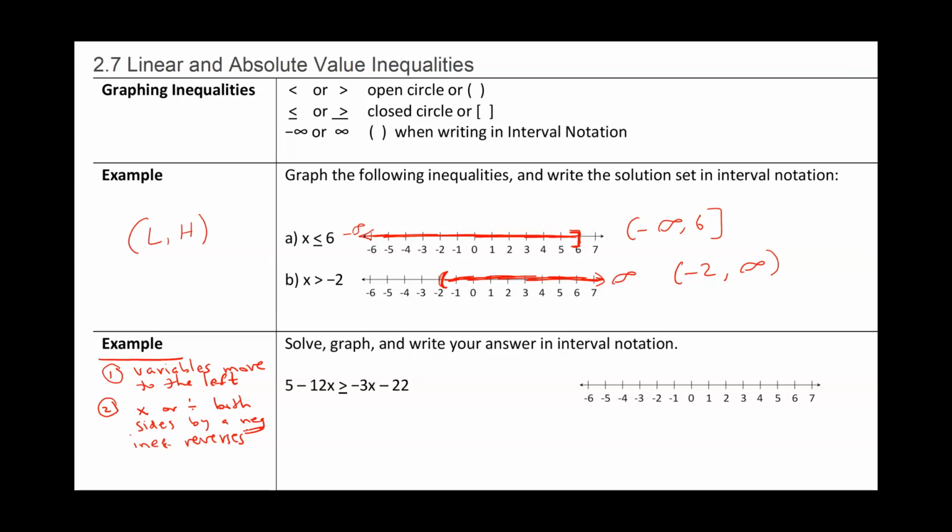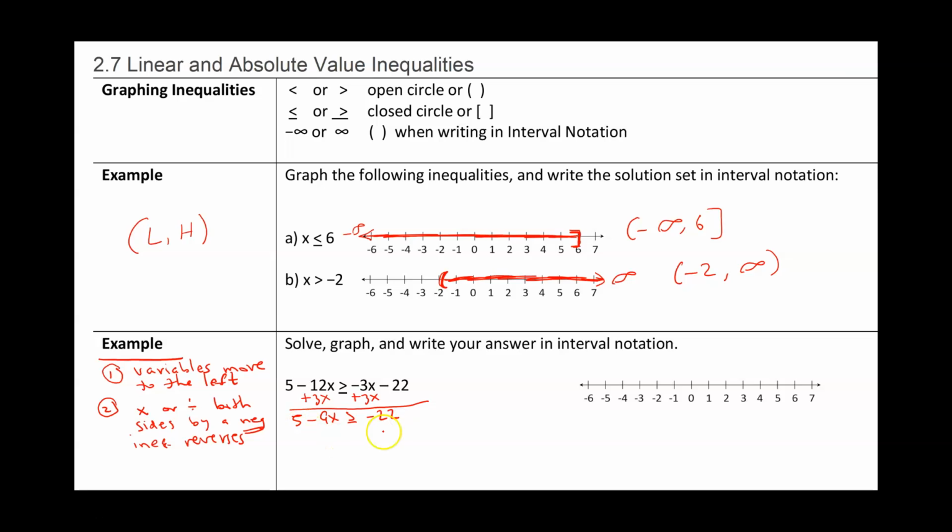Okay, so let's follow these rules and solve our inequality. So the steps are, 1, to eliminate any fractions, which we don't have. The second step is to distribute, which we don't have. Third step is combine like terms. There are no like terms on either side of the inequality. The next step is to move all variables to one side. Now, normally, in an equation, we can move the negative 12x to the right if we wanted to. But one of the rules for inequalities is the variables always move to the left. So we are going to add 3x to both sides. The variables always have to move to the left. This gives us 5 minus 12 plus 3, which is negative 9x, and that is greater than or equal to negative 22.